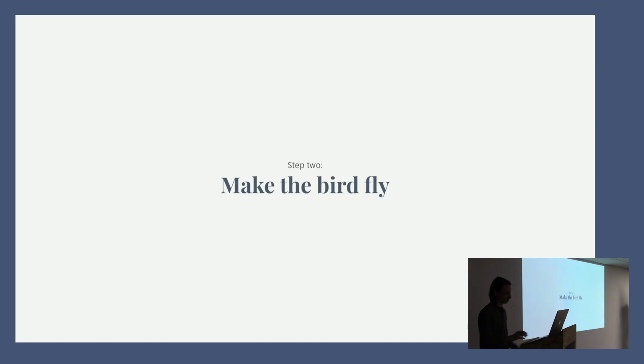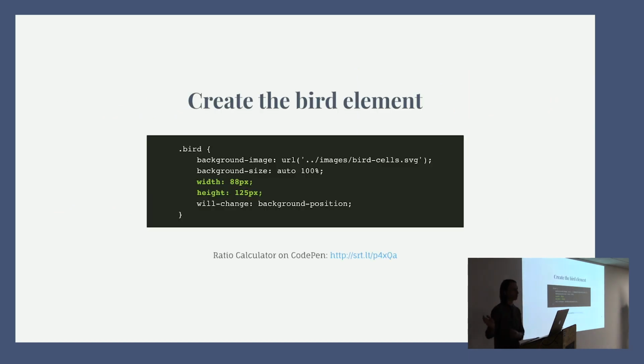Okay, so once we've actually exported the image, we need to move on and try and make it fly. So we need to jump over to our HTML, create our first HTML element with the class name of bird. And then I'm saying here the background image is that image we've just created. The background size is auto 100, so it will actually stick to the height and not the width. And then I'm saying will-change is the background position.